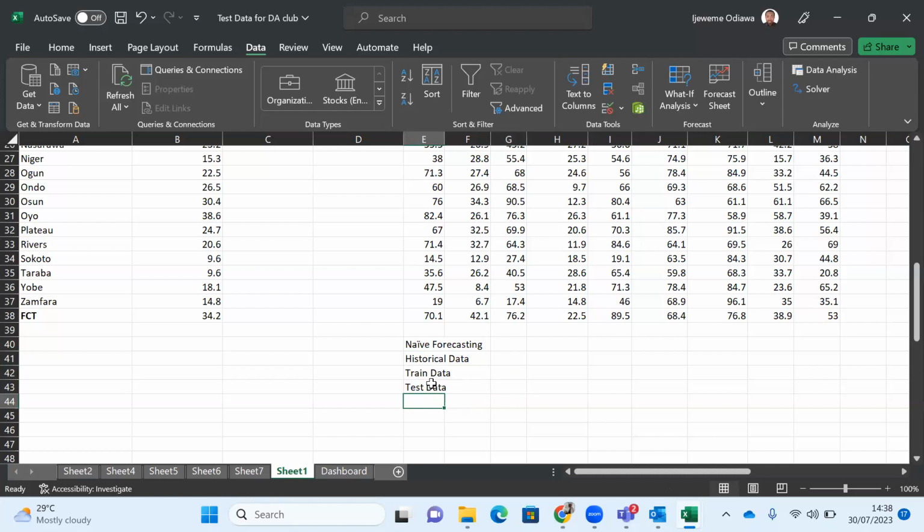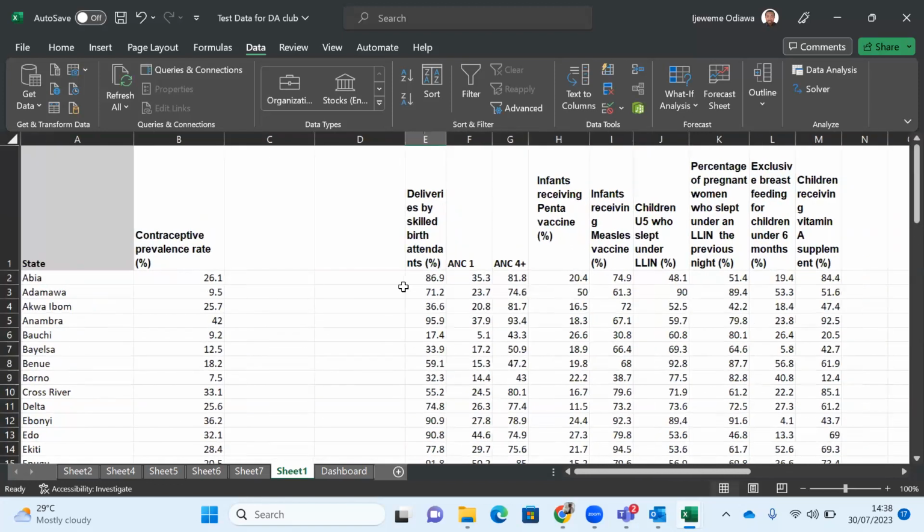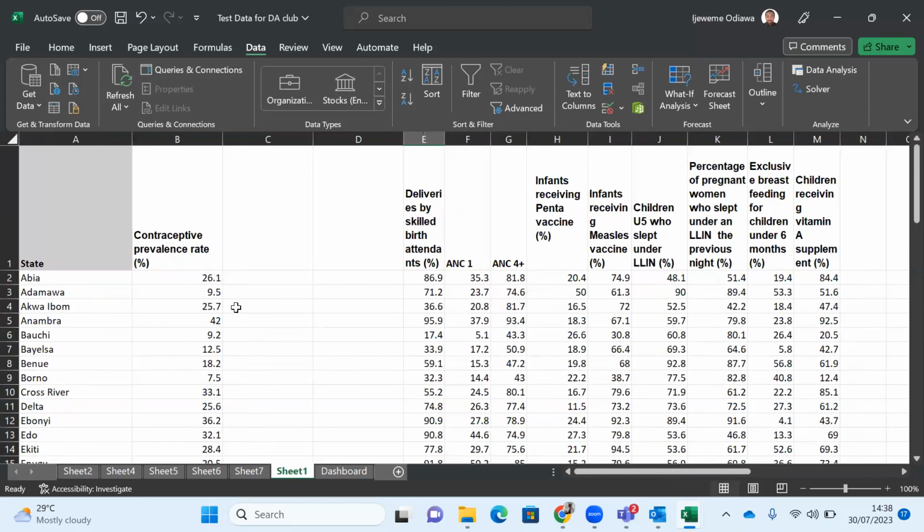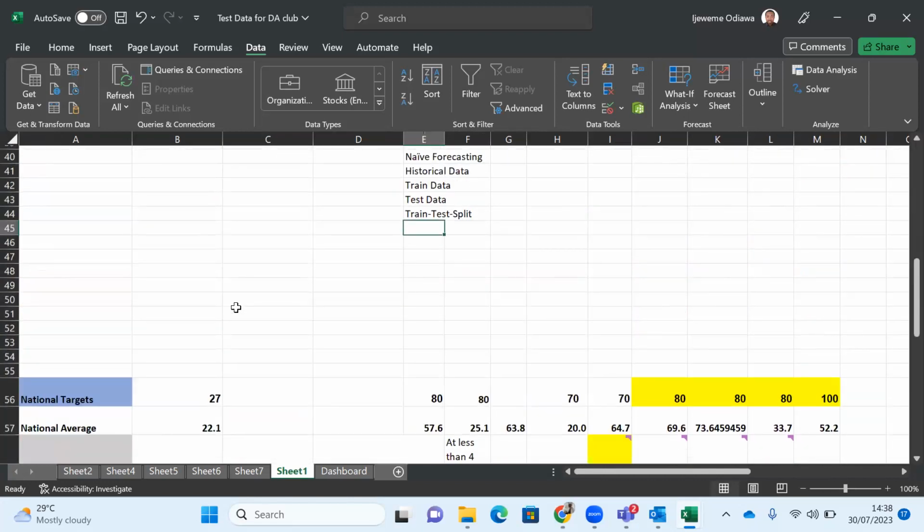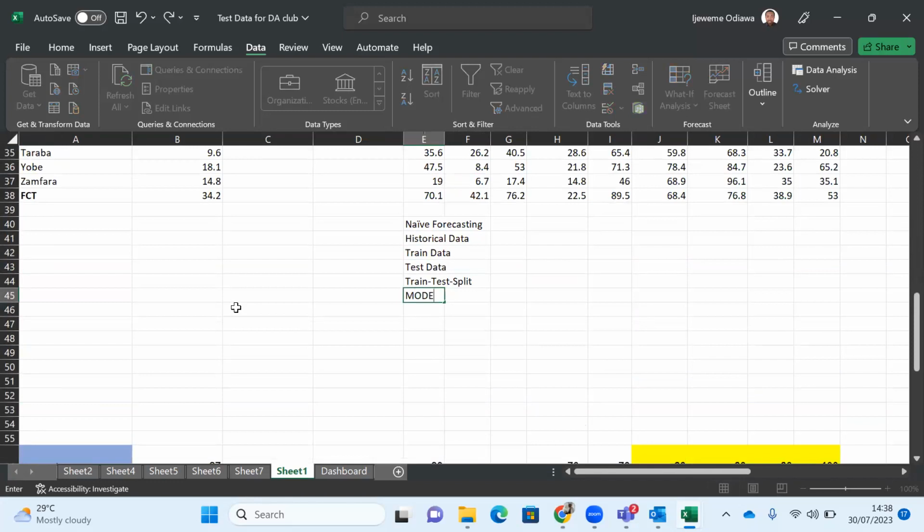So get ready for train test splits. It doesn't make sense now, but when you start Python, it will make sense. So with Python, we can take historical data, train it, and use it to create a data model. This model, we can now use to predict. So a predictive model.